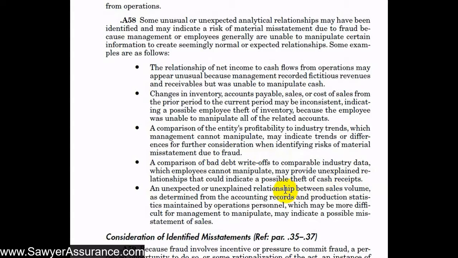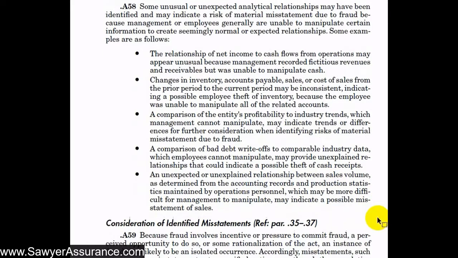And here we have an example of comparing sales volume to production volume. So if it looks like we sold way more products than we produced, that would be pretty odd, and might be something that management can't manipulate, or at least make appear to have a reasonable relationship without affecting other accounts. So these are a lot of good examples for us to look at in our analytics to identify any risk of material misstatement due to fraud.